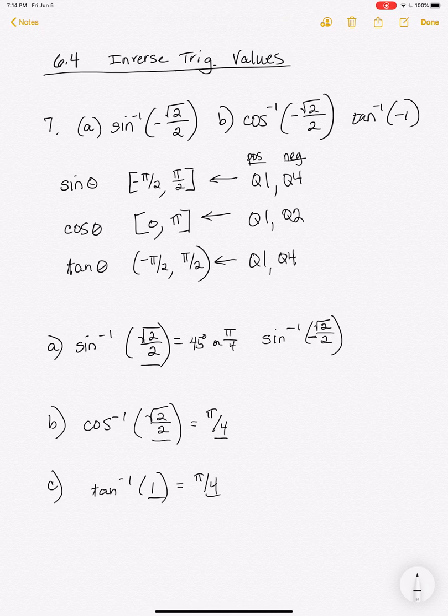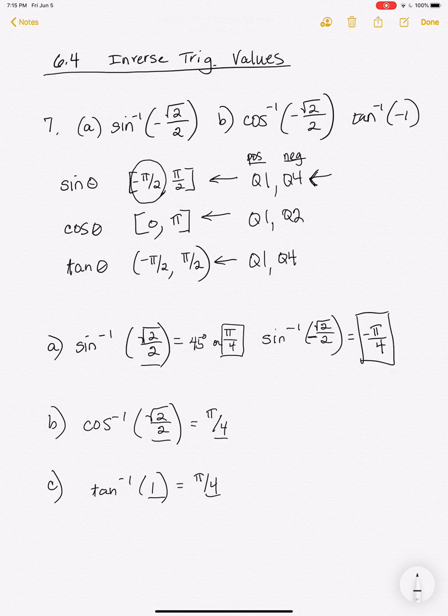All right, now this particular case, I've got negative square root 2 over 2. Well, remember that my negative sine value has to come from quadrant 4. But remember that we're just going clockwise. So even though my reference angle is pi over 4, if I went clockwise, that would just be negative pi over 4. So that's my answer. So it's negative pi over 4.